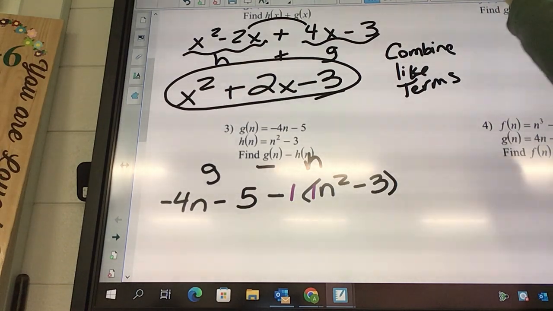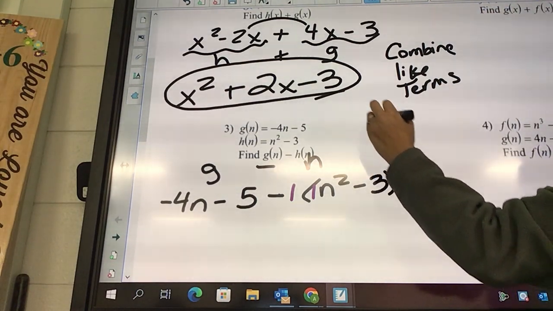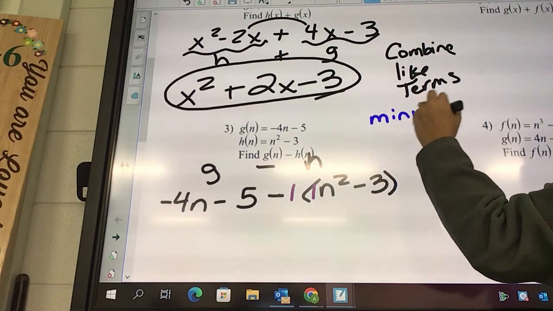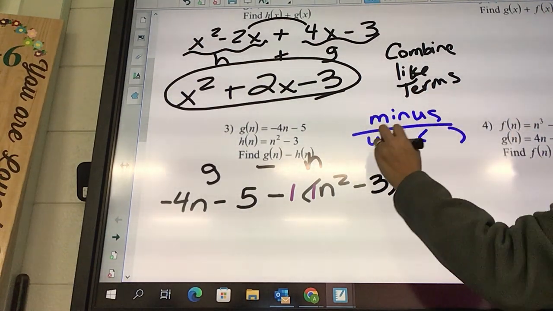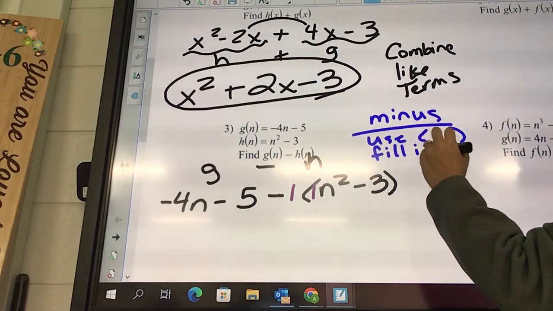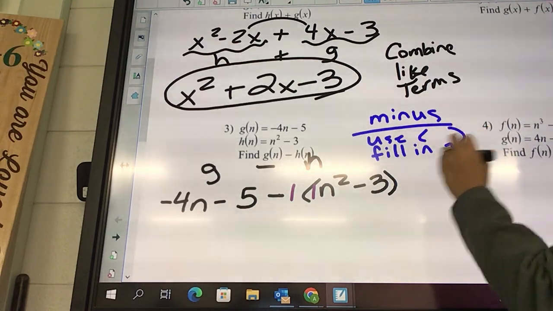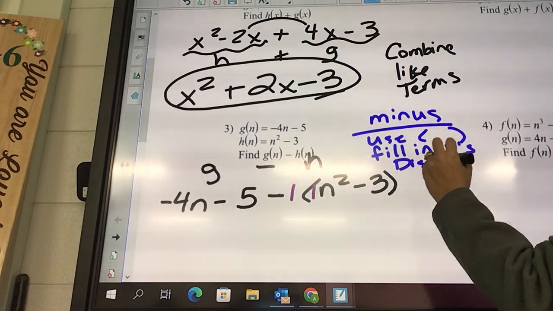Okay, so on here for the minus, two things. Use parentheses, fill in the ones, and distribute.